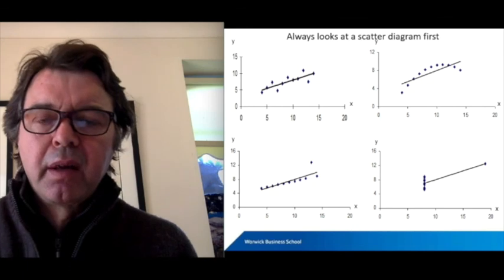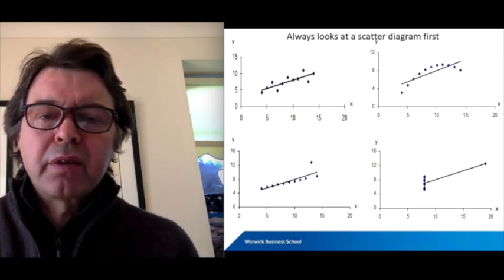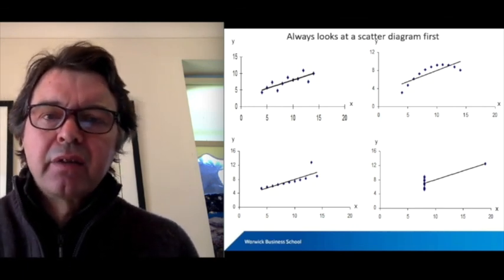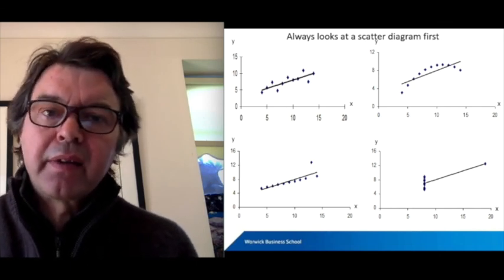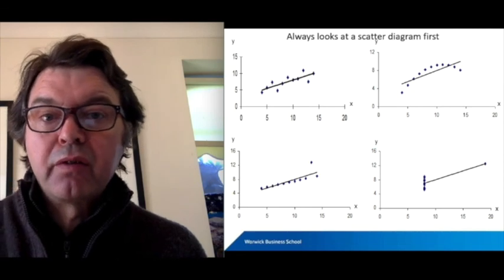Now, you can use regression analysis to look at other types of relationships, and we'll do that in the next recording when we look at forecasting.